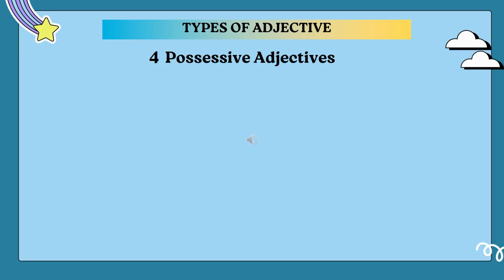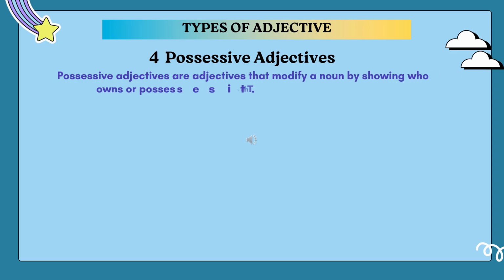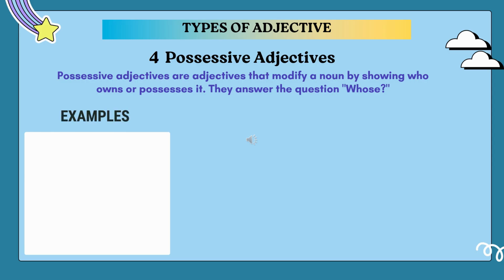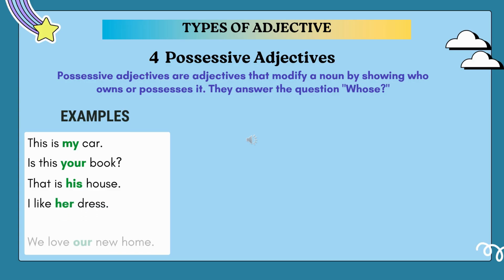Possessive adjectives. These adjectives are simple but vital. They show ownership and answer the question whose. Look at these examples. This is my car. Is this your book? That is his house. I like her dress. There are 3 key rules to remember.